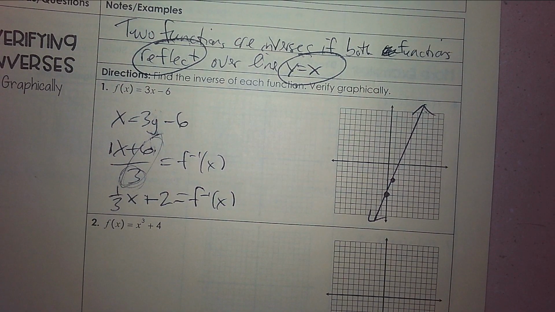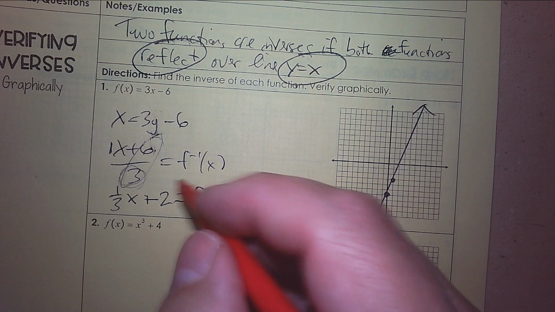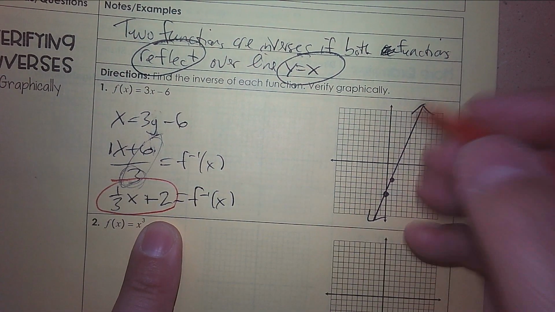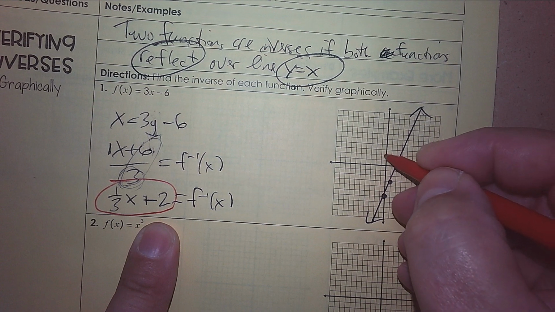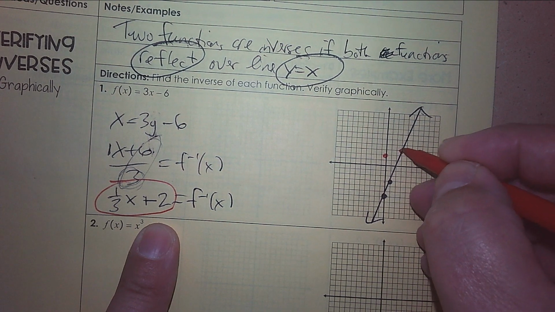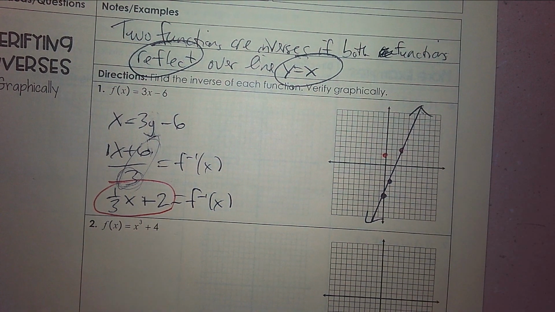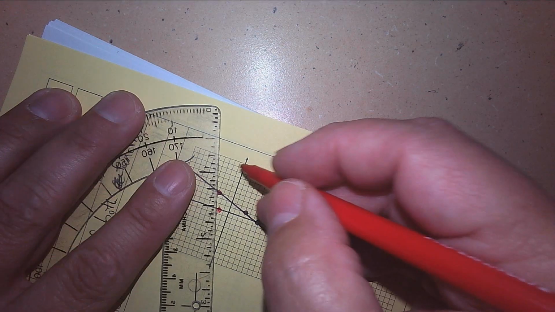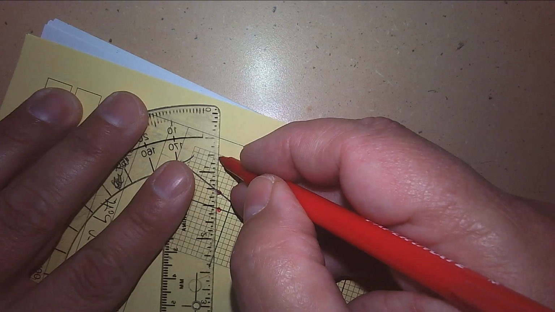Now the second line I'm going to do in red for the inverse. How would I graph the second line? Where would I start at? At 2, and then what direction would you go? Up 1 and to the right 3. You don't have to do it in different colors if you don't want to, but I think it's nice to see one and then the other.